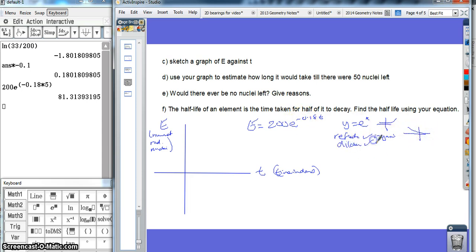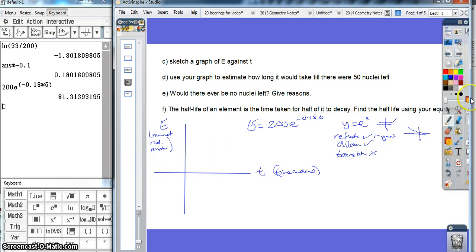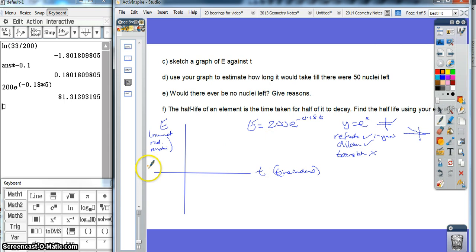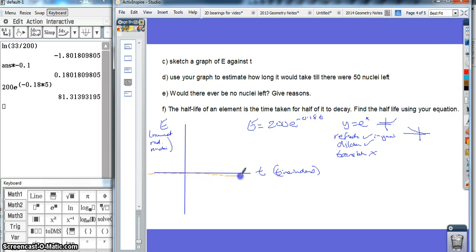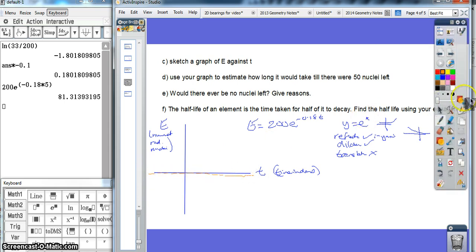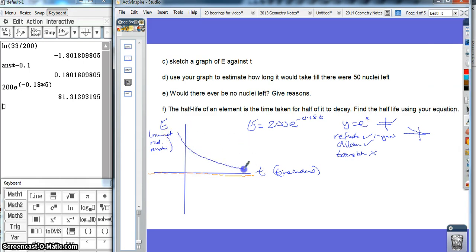Dilations, yes, 2. We've got 200 in y and 1 over 0.18 in x. And no translation, which is helpful, because it means that the asymptote hasn't moved. So we can put that in straight away over here. If it hasn't translated, it just looks like that. Oh, it's on the axis. And my graph, I know, has this shape.